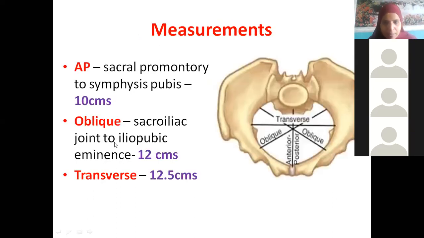Now let us see the measurements. What are the various measurements we have? See here, we are first checking the greater pelvis, not the lesser pelvis now. We are taking the measurements. There is the antero-posterior diameter, where I am scrolling the arrow. This particular dimension is the antero-posterior diameter. It runs from the sacral promontory to the pubic symphysis. So how much is it measuring?